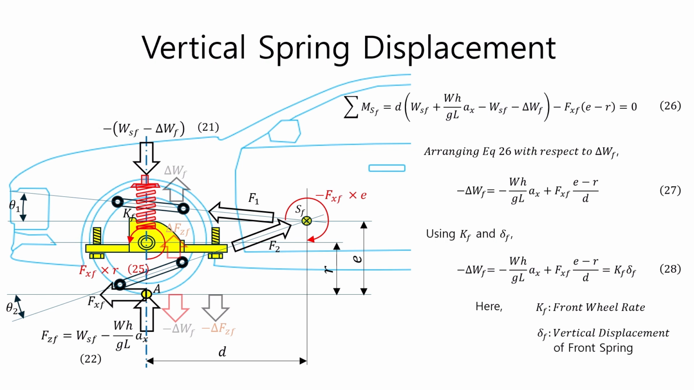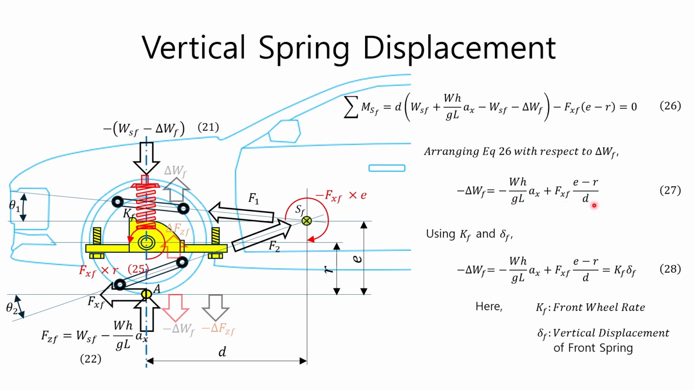Let's calculate the vertical spring displacement relative to the front wheel center for a front-wheel drive vehicle with independent suspension. To do this, it is necessary to determine the relationship between the previously mentioned front-wheel drive force, Fxf, the dynamic force, and the vertical dynamic force acting on the front spring, delta Wf. By rearranging equation 26, which calculated the moment with respect to the virtual reaction point, SF, in terms of the force acting on the spring, delta Wf, we obtain equation 27.